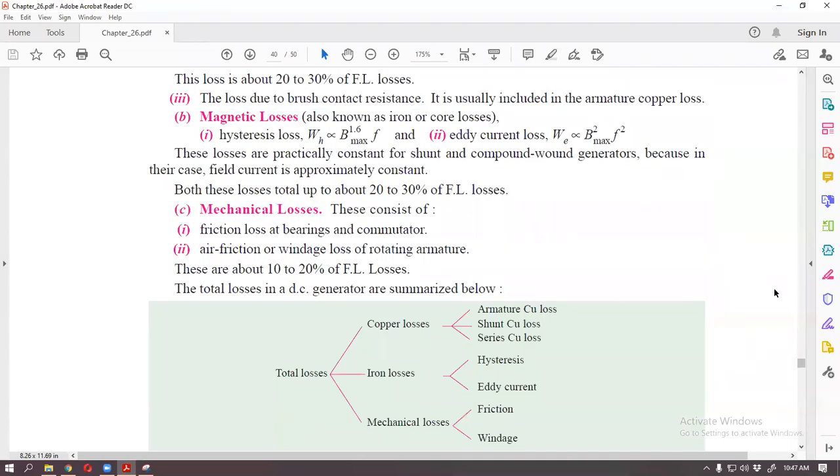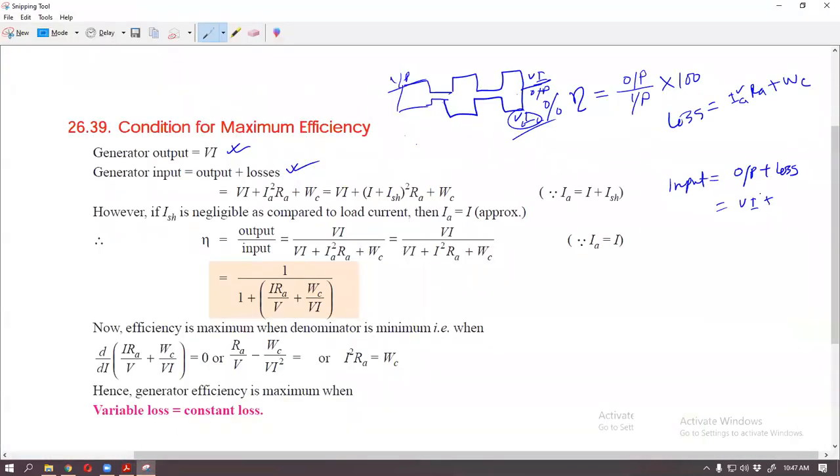This session is already complete, in our previous class. All this loss, the iron loss and mechanical loss, is called steel loss, and these two losses are called constant loss. And only the armature loss is the variable loss. Okay, all are clear? Yes, sir. So loss is equal to this variable loss and this constant loss. So this is the total loss.